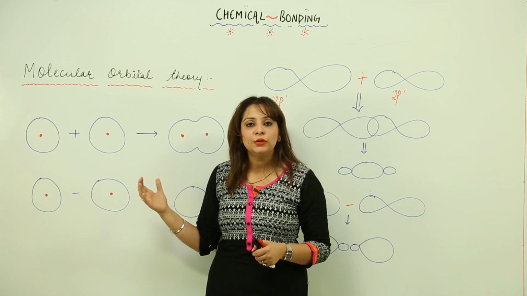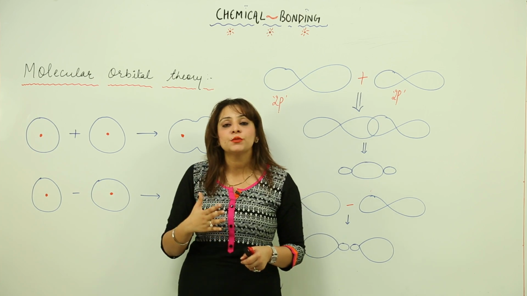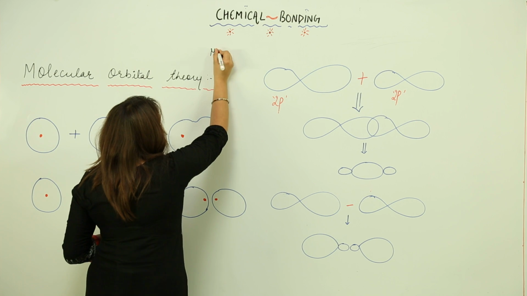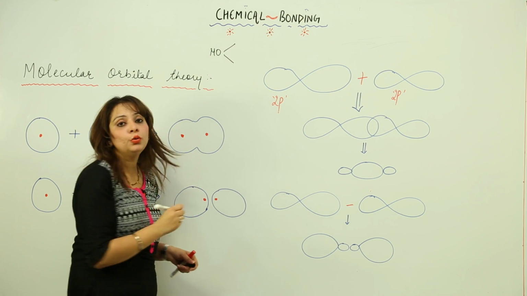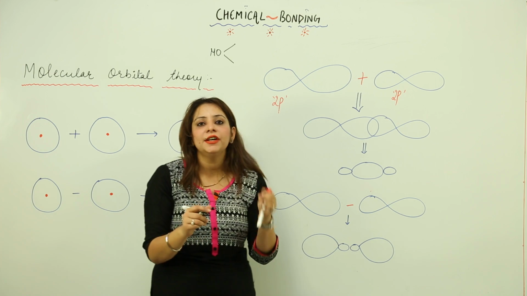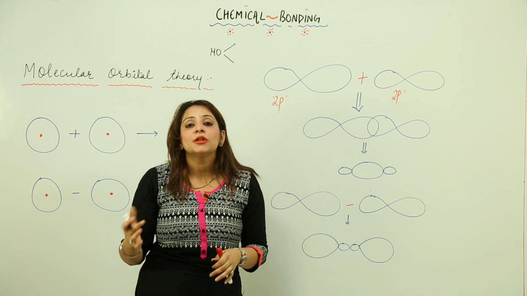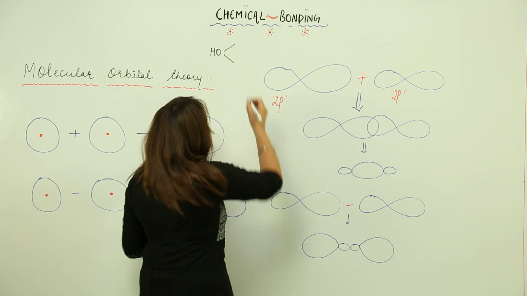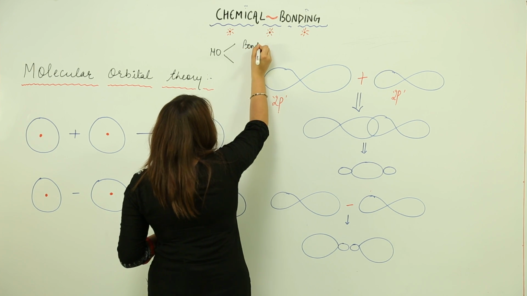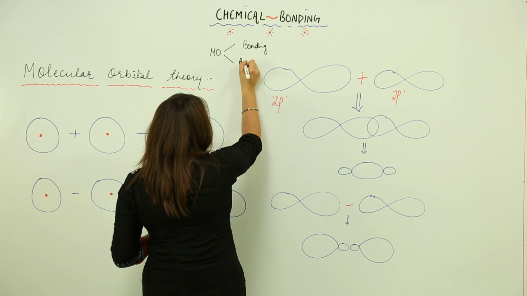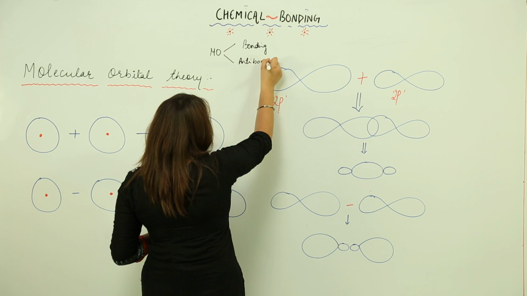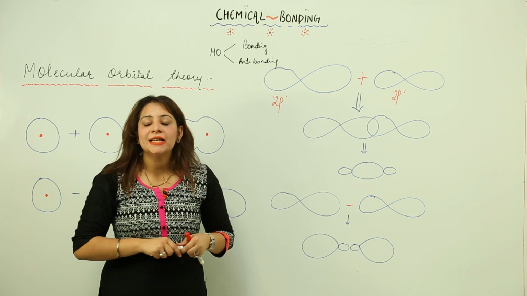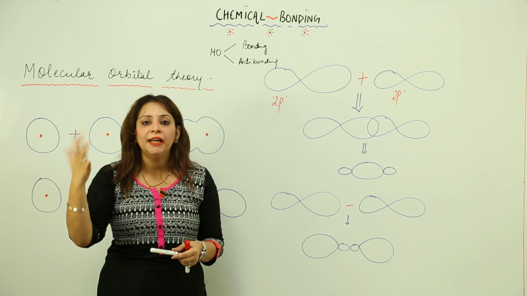But before that, I just want to tell you that molecular orbitals are divided into two types. As we know they differ in energy and symmetry, depending upon those factors they are divided into two types. We have bonding molecular orbital and we have anti-bonding molecular orbital. Now what is the reason that we classify the molecular orbital as bonding and anti-bonding?